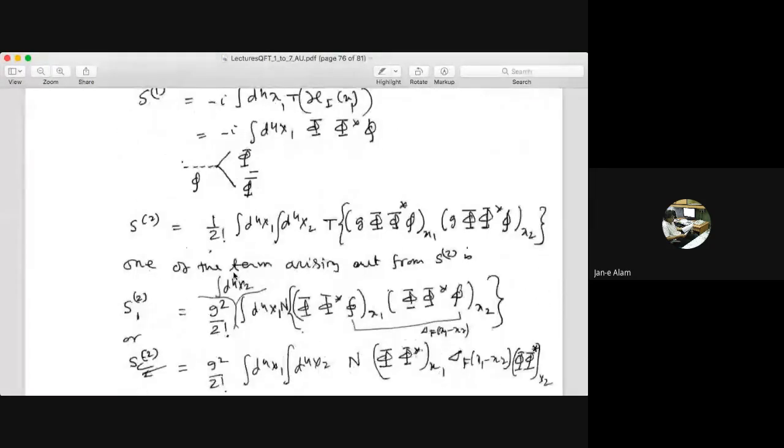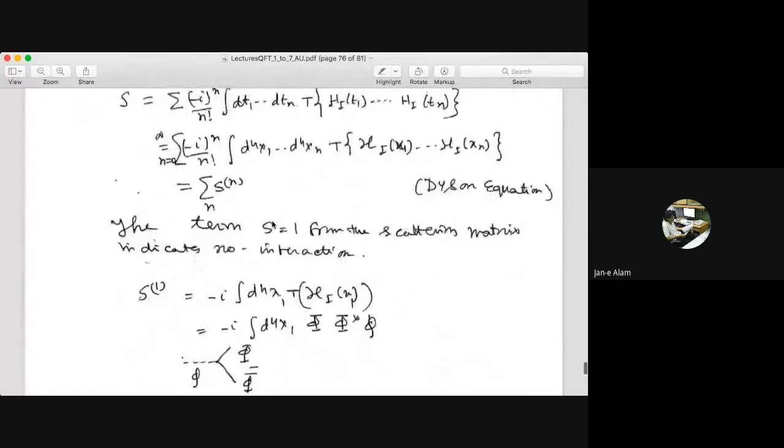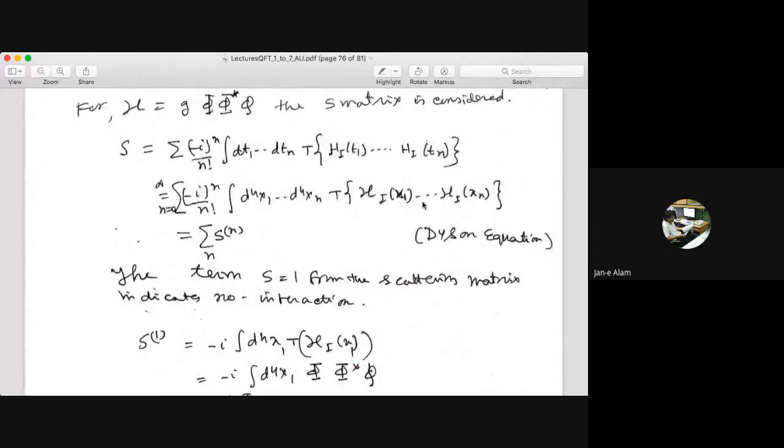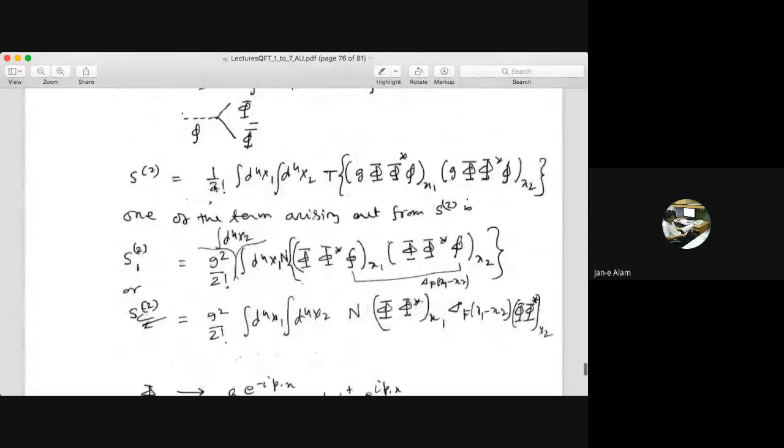Now the more interesting term is the second order term. In the second order term, if you pick up from here, you will see there will be 2 H_I, at x1 and x2. So the second order term will be just this: the time ordered product of G phi star small phi, this is the H_I at x1 and this is the H_I at x2, right? And now you have a time ordered product here. Now, as I said, the time ordered product T is a normal ordered product.